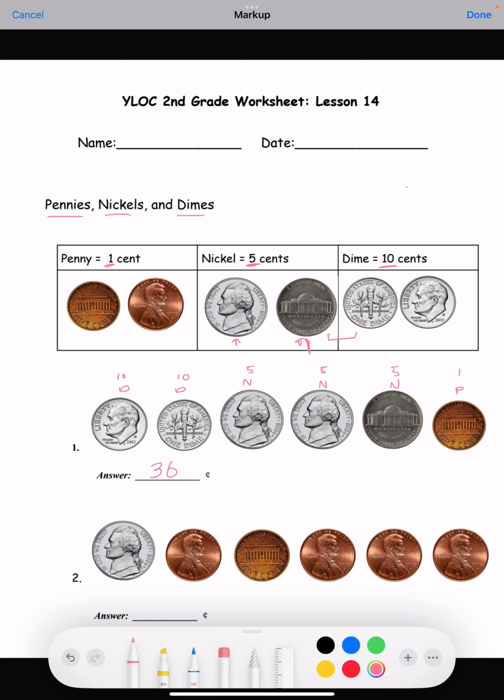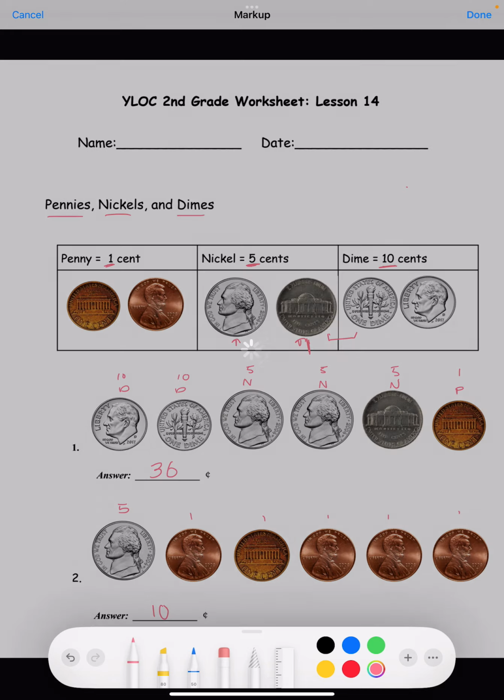Let's try number 2. The first coin is a nickel, and a nickel is 5 cents. And all these orangish color coins are pennies, so all of these will be 1. And if you add those all together, 5 plus 1 plus 1 plus 1 plus 1 plus 1, you will get 10. 10 cents. Next page.